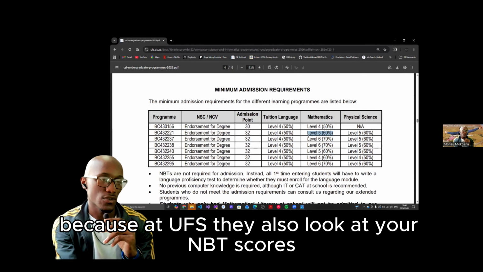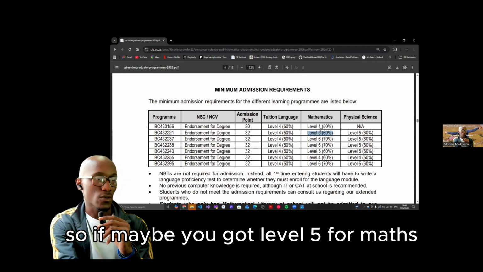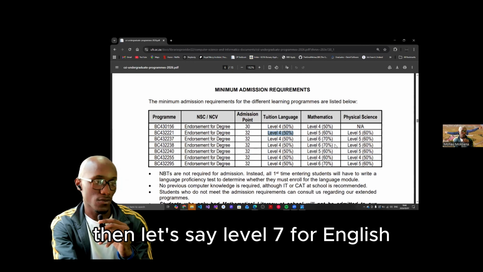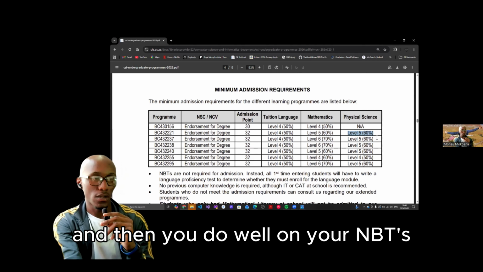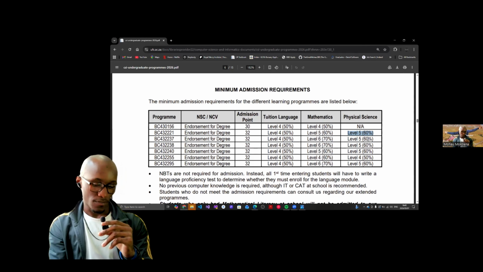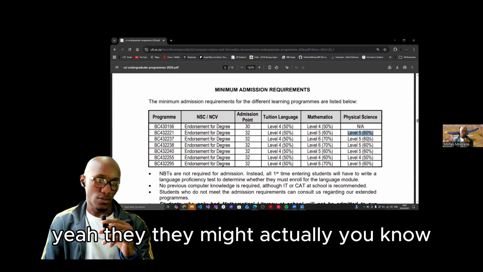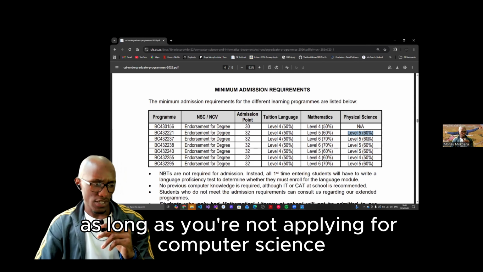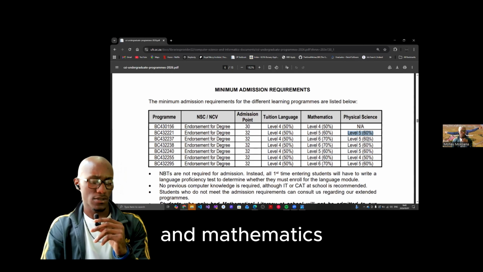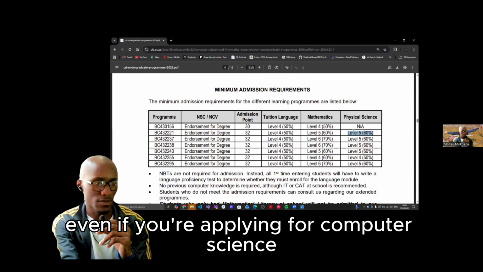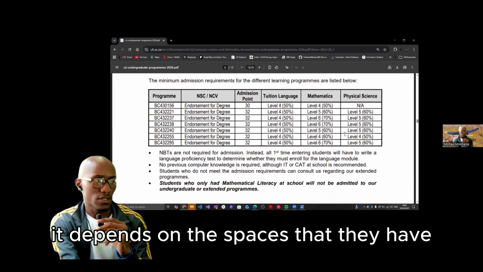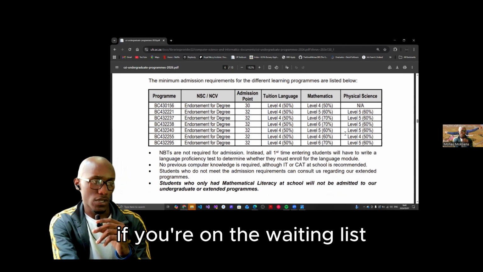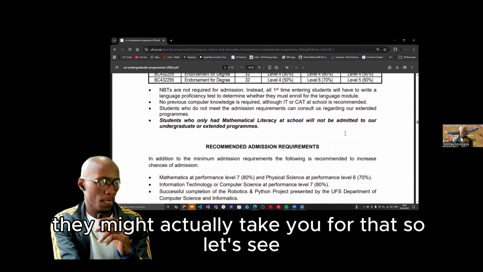Because at UFS, they also look at your NBT scores. So if maybe you got level 5 for maths, then let's say level 7 for English, and level 6 for physical sciences, and you do well on your NBTs, yeah, they might actually take you, as long as you're not applying for computer science and mathematics. Even if you're applying for computer science and mathematics, they might still take you. It depends on the spaces that they have. If you're on the waiting list, they might actually take you for that.